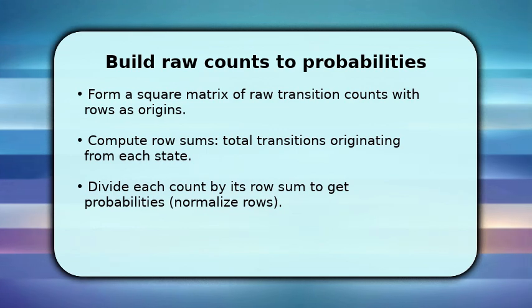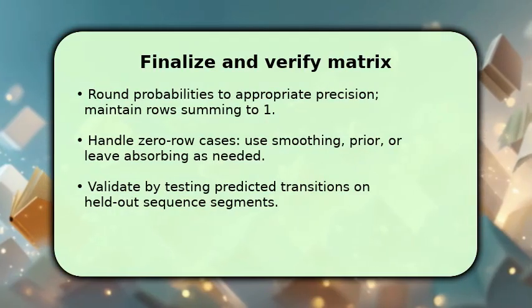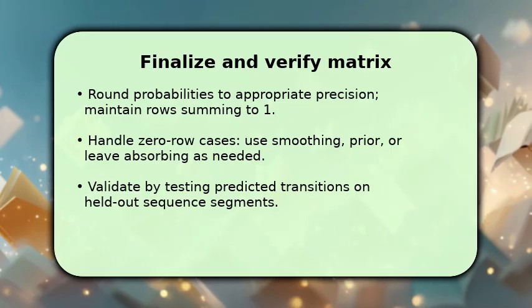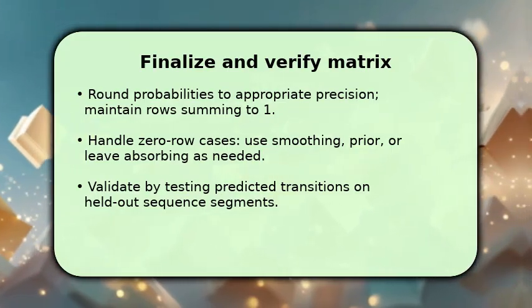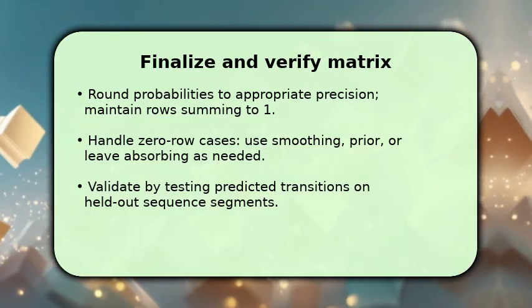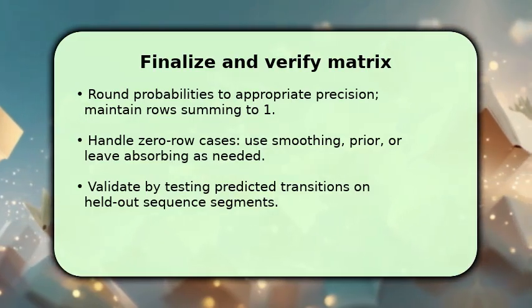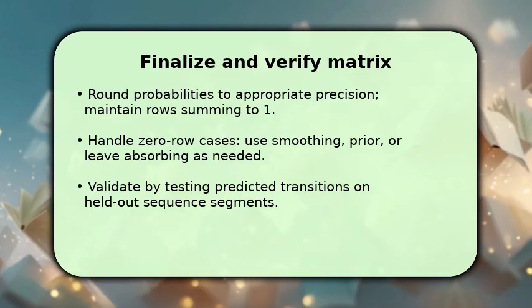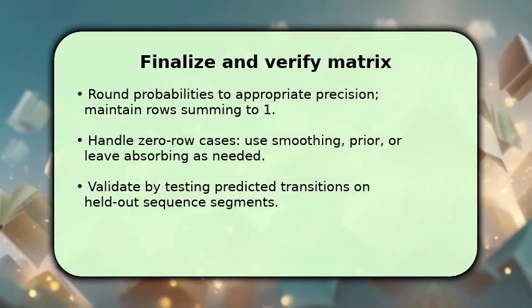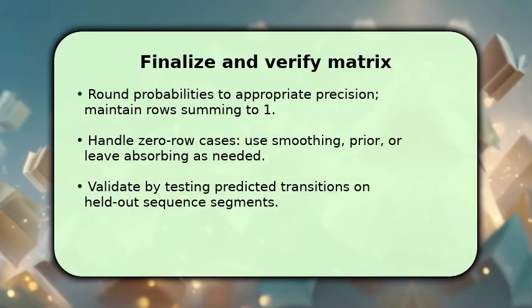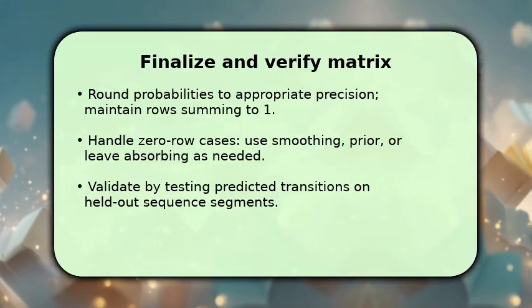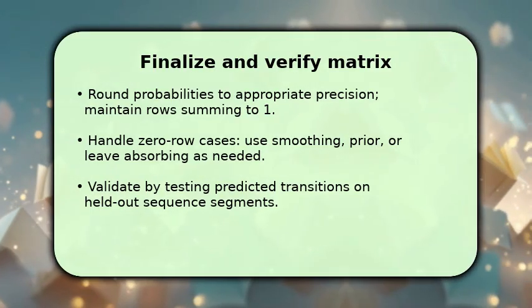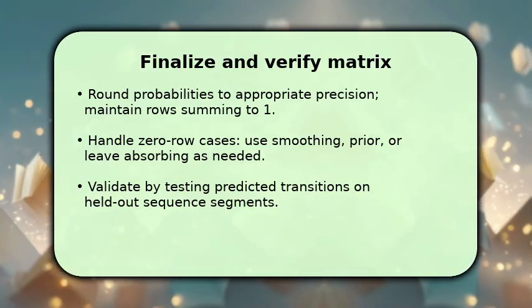You finish by checking each row sums to 1 after rounding and adjusting precision only when necessary to preserve normalization. If any state had 0 outgoing counts, decide. Treat it as absorbing, add smoothing like Laplace, or inject a prior so the model remains usable. Once done, validate the matrix on a separate sequence segment to confirm predictions match observed frequencies. If discrepancies persist, review counting errors or consider larger sample sizes.